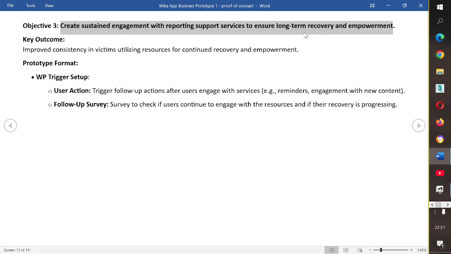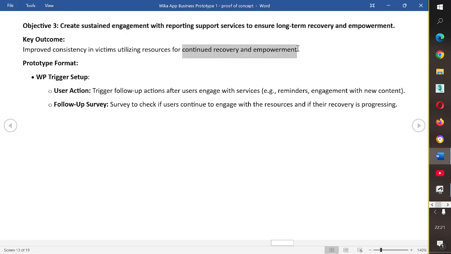So survivors are very strategic in helping victims to report successfully. So that humanizes the process. So the key outcome here is improved consistency in victims utilizing resources for continued recovery and empowerment.